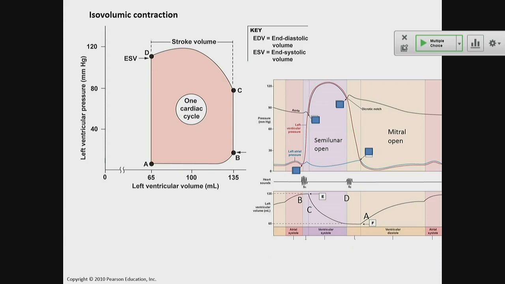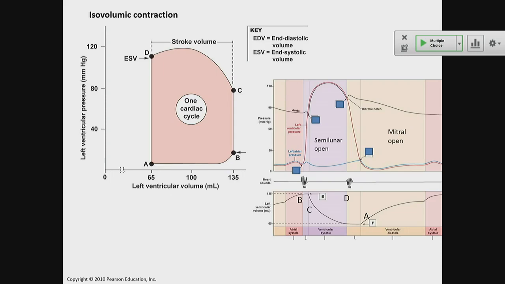So we have this phase here where both valves are shut, okay? This end diastolic volume is reached at point B here. And so end diastolic volume is 135 if you look over here. And now the pressure rises while the volume does not change. So that's shown here. 135 in the ventricle, pressure rises, okay? Now at this point, the aortic semilunar valve opens, okay?